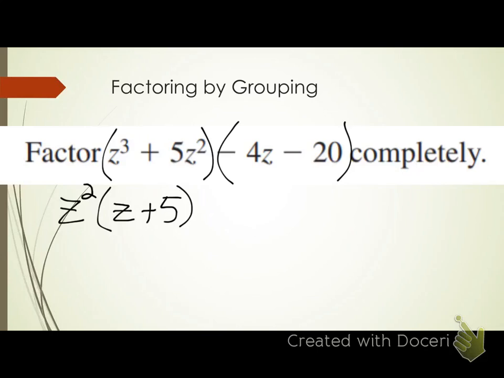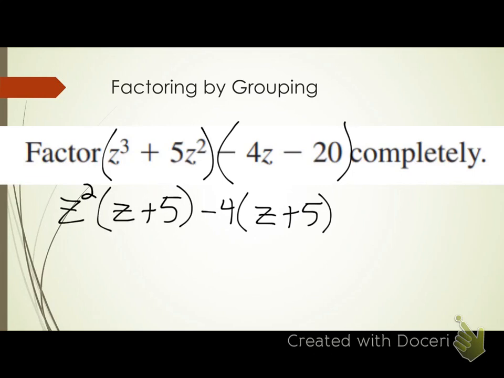What's my common factor here? Just 4? Negative 4. They both have a negative, right? If they both have a negative, I want to factor that negative out. So it would be negative 4 here. Negative 4 times what gives me negative 4z? Z. Negative 4 times what gives me negative 20? 5. Everyone okay with that?